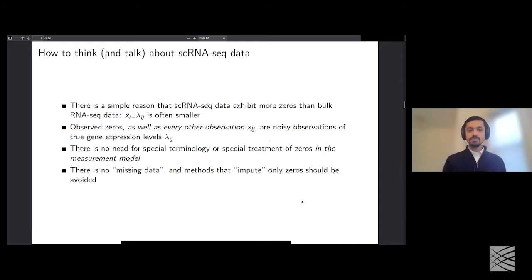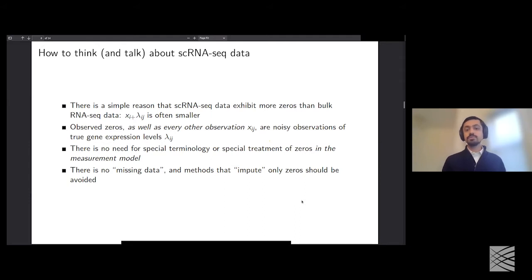So imputation refers to filling in unobserved data. And the rationale for methods that impute only zeros is that the zeros could be missing data. We need to fill in those data entries or infer what they were given all of the observed entries. And what we argue based on this measurement model, based on these simple assumptions, is that that's not actually a reasonable assumption, that zeros are missing data and that we need to actually try to fill them in.